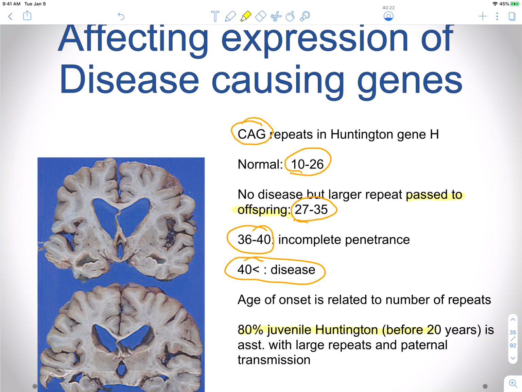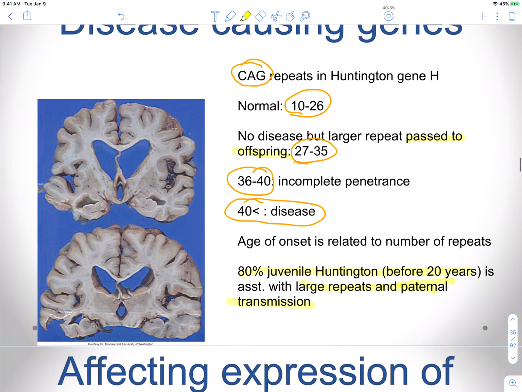80% of all juvenile Huntington's disease, which is defined as presenting with the phenotype before 20 years of age, is associated with large repeats and paternal transmission.